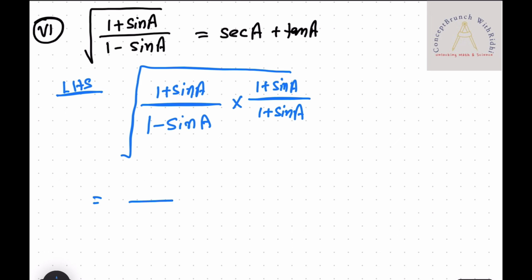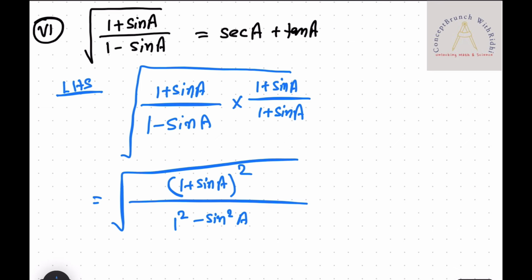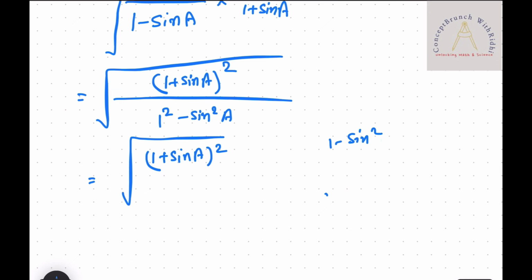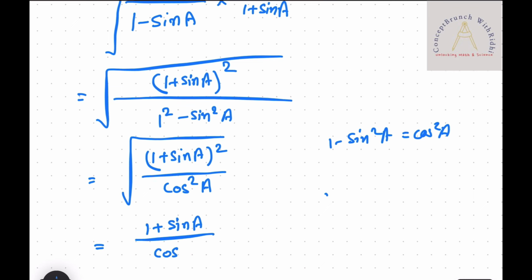What will be 1 plus sin A whole square and 1 square minus sin square A under root. Correct? Why did we do it like this? Because we can remove the square root. Now 1 plus sin A whole square and 1 minus sin square A, what can we write? We can write cos square A, because of the identity, right? So this will become cos square A. Now we can easily remove the root. So what is remaining? 1 plus sin A divided by cos A.